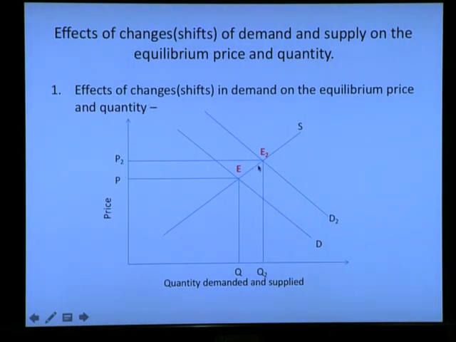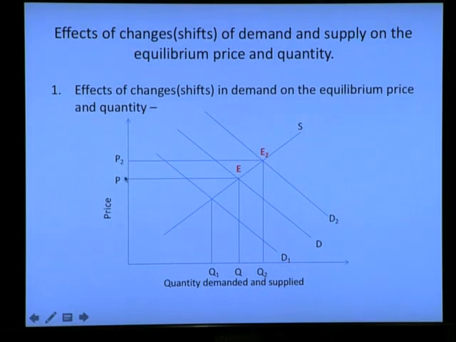Now, let us assume that the income of a consumer has decreased. Normally, when the income of a consumer decreases, demand tends to decrease. So, the decrease in the demand would lead to a shift of the demand curve towards the left. When it shifts towards the left, the equilibrium quantity would decrease. So, it decreases from Q to Q1.